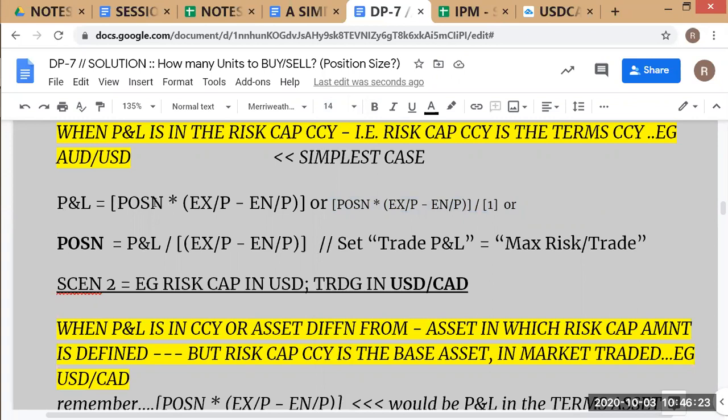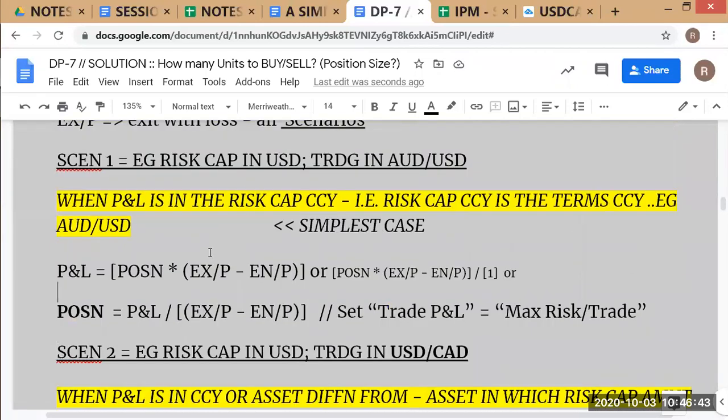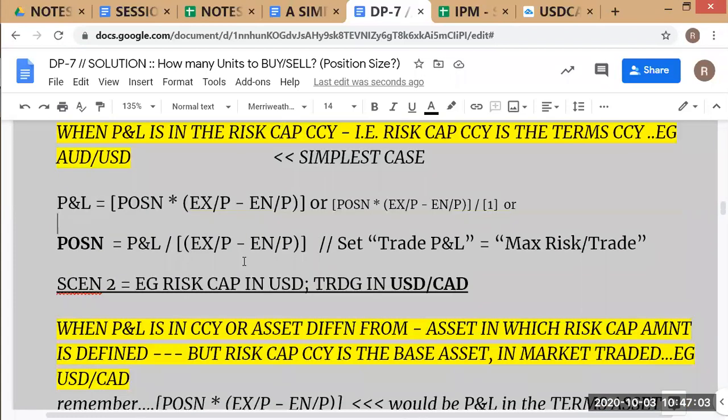The RHS has 2 parts. One part is the PNL in the terms currency, and the second part is a factor used to convert the PNL in the terms currency to PNL in the risk cap currency. That's it. Everything is the same. Otherwise, you look at all these 3 scenarios and you'll get very confused, not that it's very complicated actually, very simple stuff, but because you are doing it for the first time, and there are a lot of steps involved, you may get very confused. But don't confuse yourself. Remember this basic structure, that all the 3 expressions are the same.